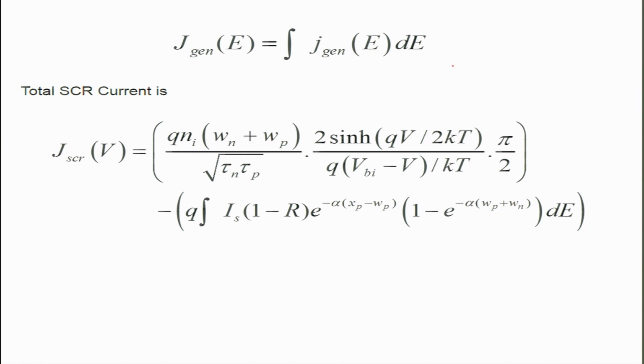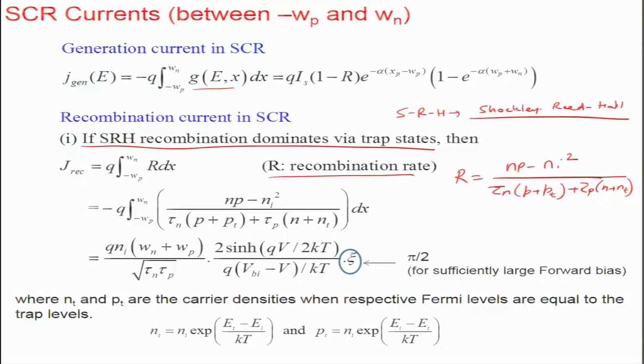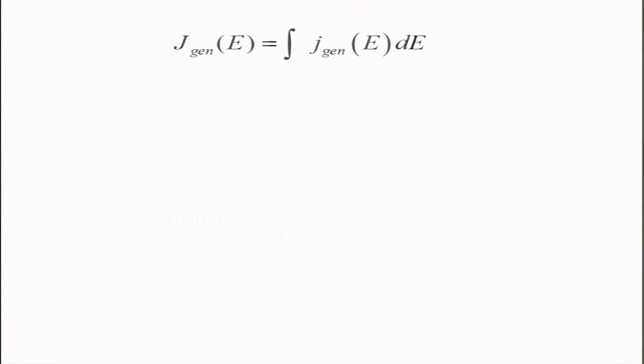So now for the total SCR current, you have to integrate. Of course we have taken the spectral response for each energy, so you have to integrate these. So for this generation current, if you have to look at J total gen, you have to integrate J_gen(E) dE from Eg to infinity. So this has to be integrated. That is why I have written in the next slide that J_gen is the integration of this small j_gen(E) over all energies.